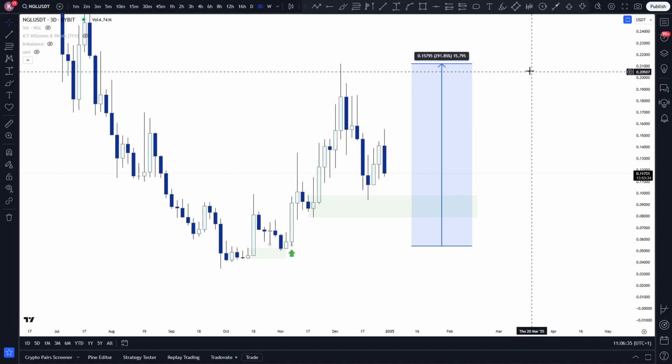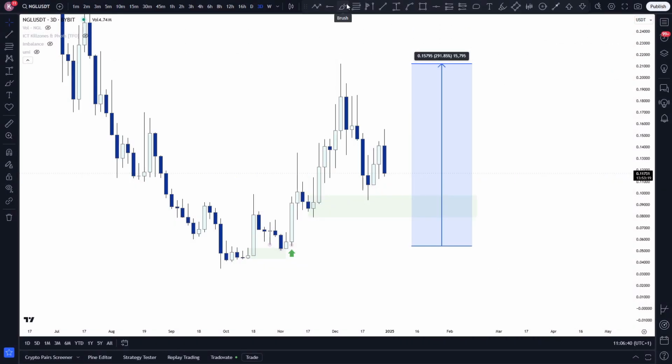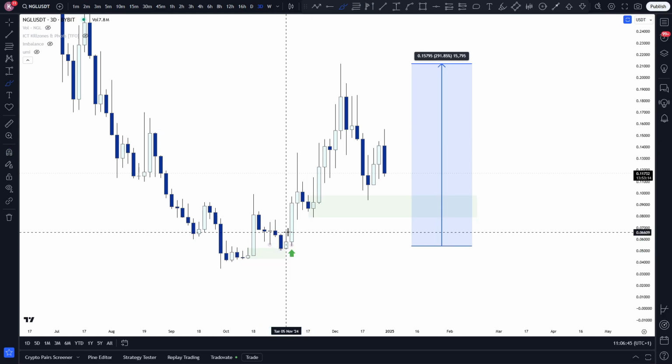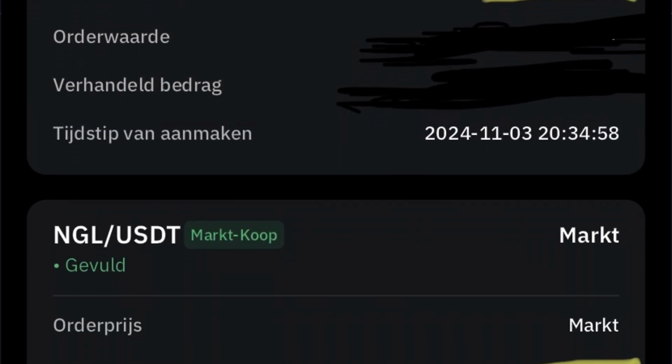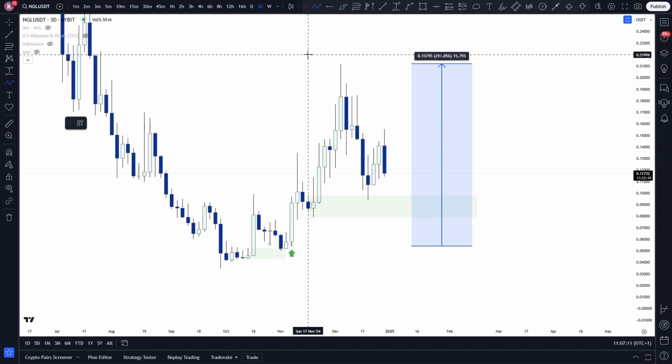Today I want to be discussing NGL, Entangle. In the last video of mine about this coin, we analyzed it when the price was right here and we predicted over a 200% push. I will also put on the screen that I've bought it as well. So yes, we are playing this and we're not just analyzing. So let's get into the technicals so we can check out what's next for NGL.